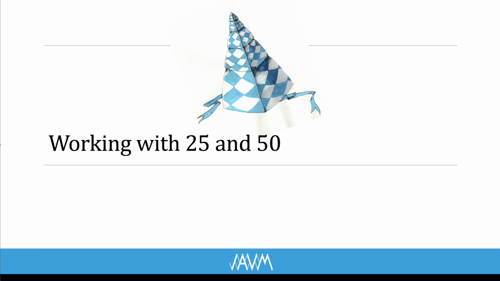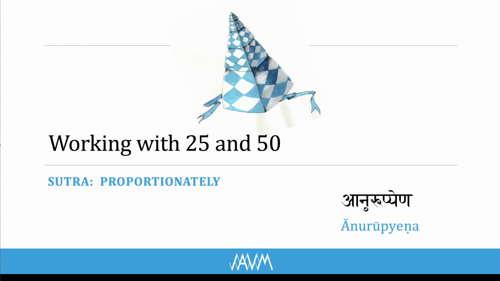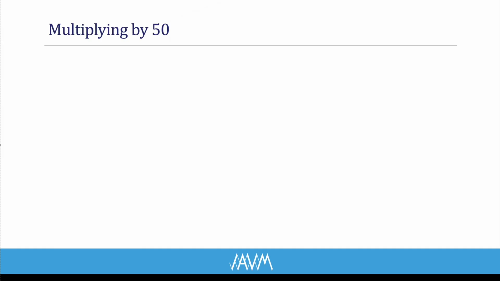Working with 25 and 50. Here again we're using the Sutra Anurupyena, proportionately. As was mentioned in the video on working with 5, we can usefully use the fact that 25 is a quarter of 100 and 50 is a half of 100 to easily multiply numbers and divide numbers by 25 and 50. So starting with multiplying by 50, here's an example, 24 times 50.